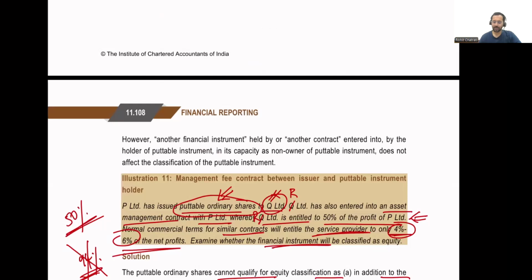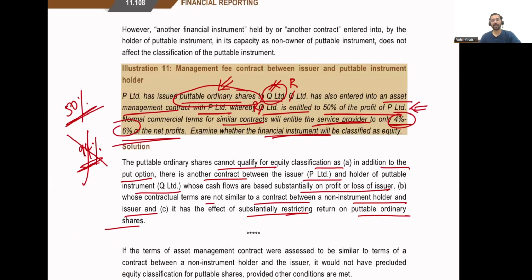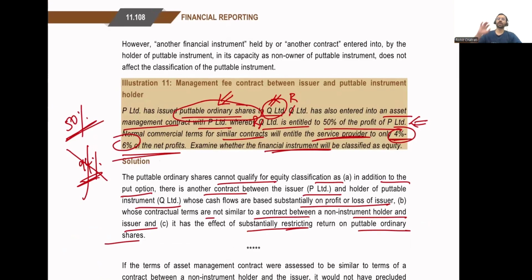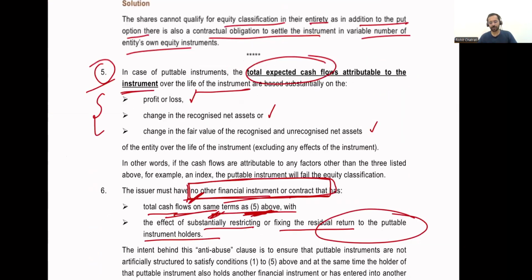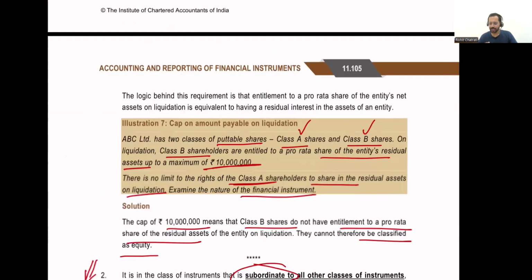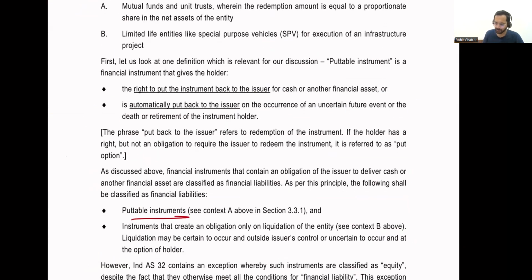So with that, we are done with illustration number 7 to illustration number 11, where we were talking from a mutual fund perspective as to whether units of a mutual fund can be classified as equity or not. But that was just a way of me trying to explain the concept of a puttable financial instrument. This is equally applicable for any other company also having puttable ordinary shares. I started off so that it's easier for you to understand, but this concept is for puttable instruments. Everywhere you notice, the concept is for puttable instruments.